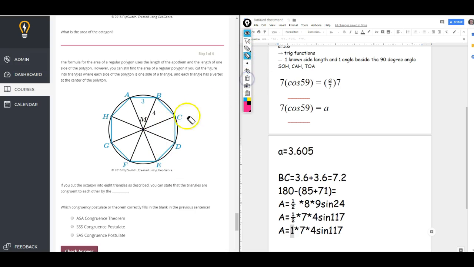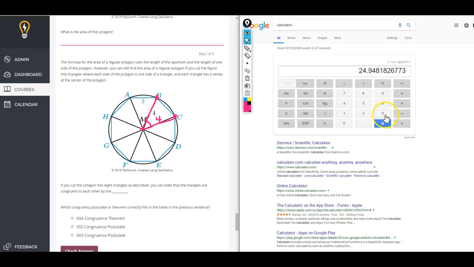So we know that this is 4. Since it's on the circle and it starts in the center, every other radius is going to be 4. And we also have this angle, which would be the same if you take 360 degrees and divide it by 8, because we're breaking it up into 8 triangles. Each one of these would be 45 degrees. So we have a side angle side congruence postulate.